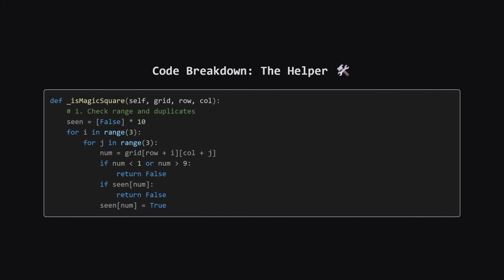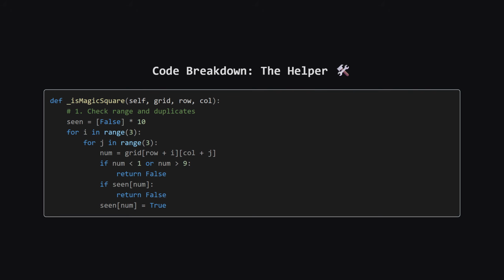First, let's look at the validation part of our helper function. We create a list called seen to keep track of numbers we've encountered. Then, we loop through the 3x3 area. For every number, we check 2 things. Is it outside the range of 1 to 9?